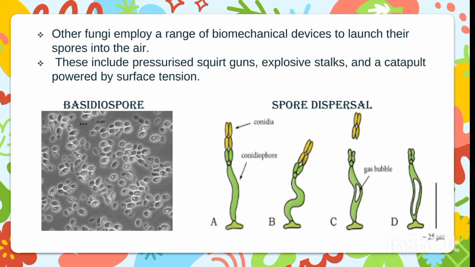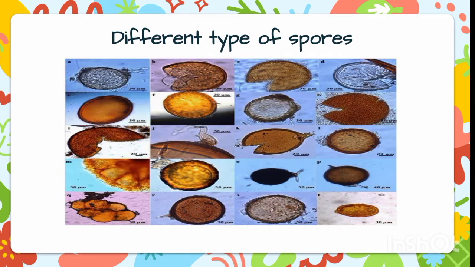Other fungi employ a range of biomechanical devices to launch their spores into the air. These pictures represent the basidiospore and the spore dispersal mechanism. This picture represents the different types of spores.